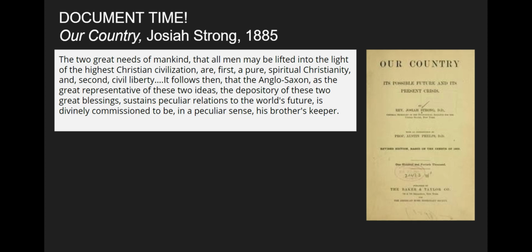So we have, again, the white man's burden, a special blessing and responsibility to make sure that everyone else has it. This has meaning for the world's future. We are our brother's keeper. That's a biblical quote, that we are responsible for other human beings, making sure that they have Christianity and democracy.